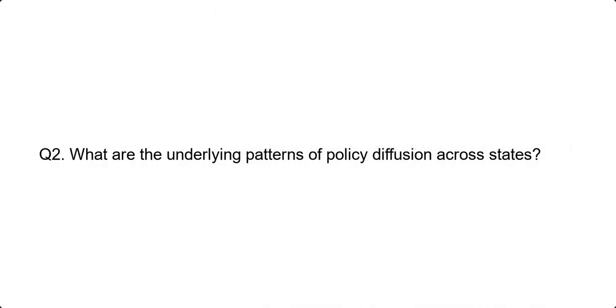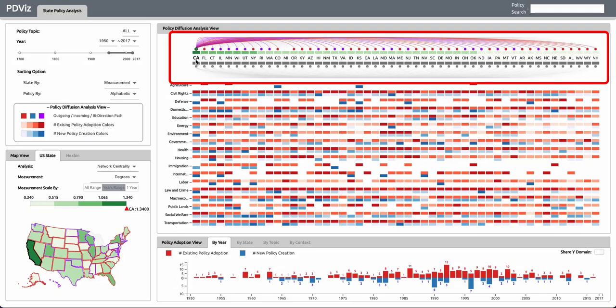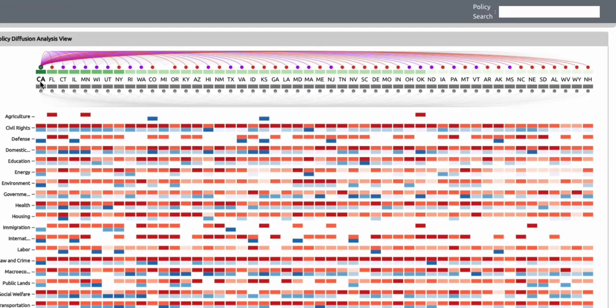Question 2. What are the underlying patterns of state policy diffusion? Let us choose California to analyze. In the policy diffusion chart, when we hover the mouse over California, the upper pattern connects California to others colored red, blue, or purple. California has red ties to 29 states, including Florida, New York, and Montana, and it has purple ties to 19 states, including Connecticut, Illinois, and Washington.